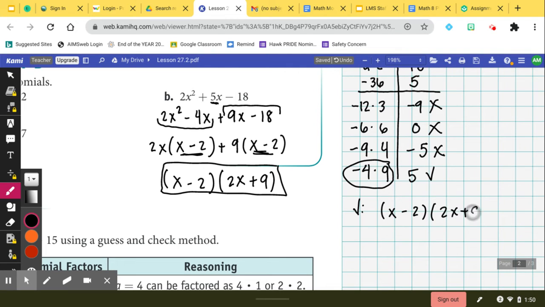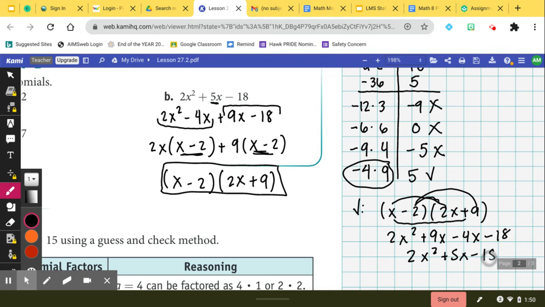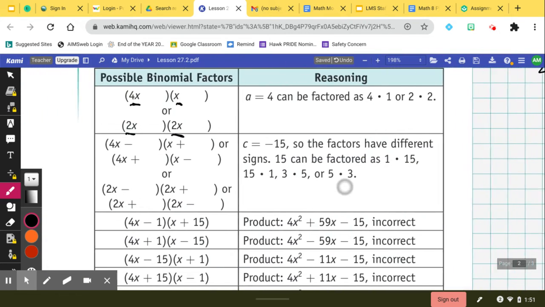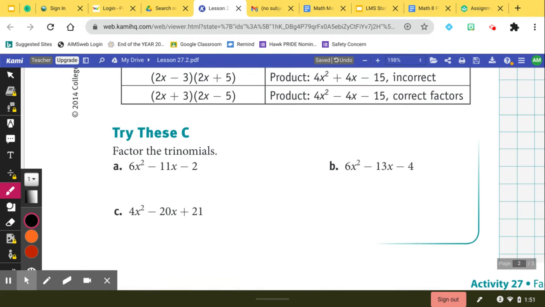2x plus 9, so I'm going to use FOIL. First, 2x squared. Outer plus inner, 9x minus 4x. And last, negative 18. So 2x squared plus 5x minus 18, which is exactly correct. So I'm going to do that again down here.